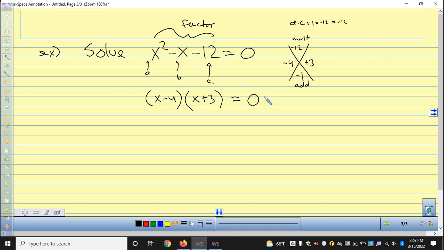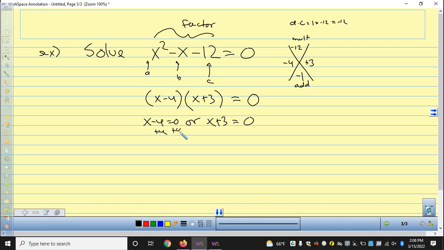And we're not done yet. This is part of the problem. Now we need to find x. Well, this tells me that x minus 4 equals 0, or x plus 3 equals 0. I'm splitting this into two equations.